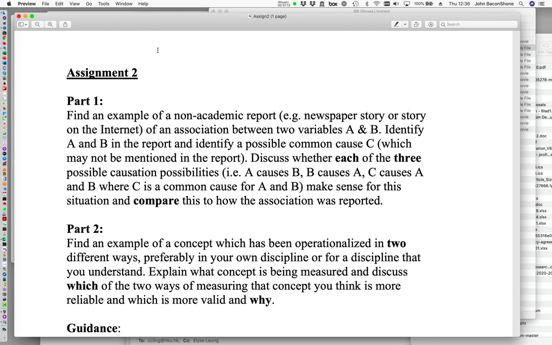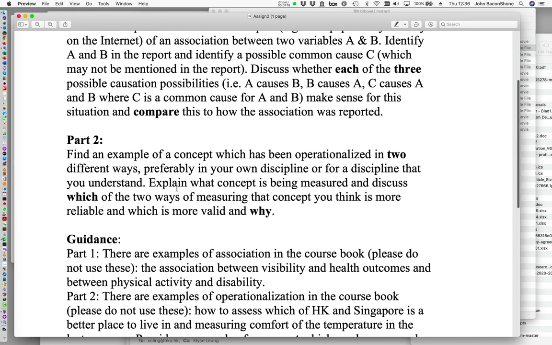In part two, I want you to find an example of a concept which has been operationalized in two different ways, meaning there are two different ways to measure it. Preferably in your own discipline, or at least for a discipline that you understand. Explain what the concept is being measured and discuss which of the two ways of measuring that concept you think is more reliable and which of the two ways of measuring that concept you think is more valid, and in each case explain why you think that.